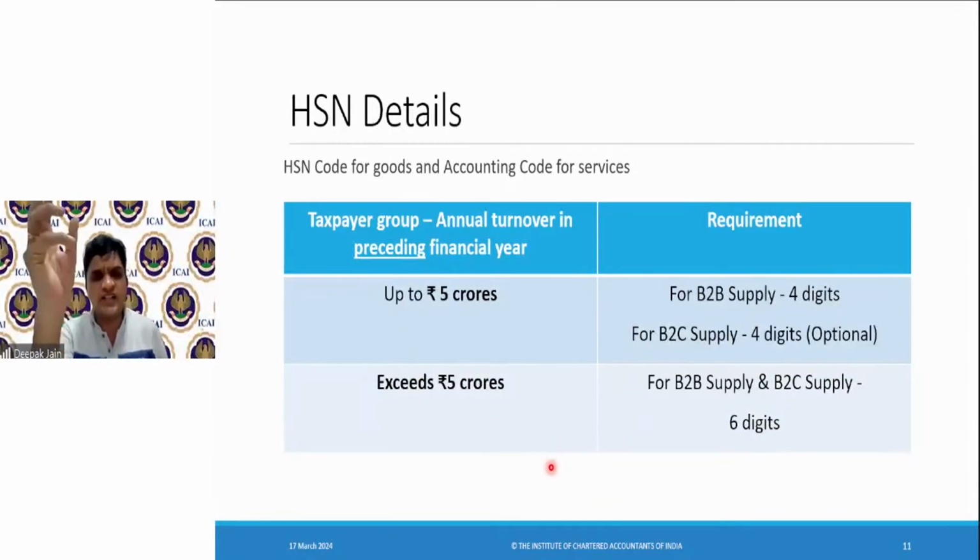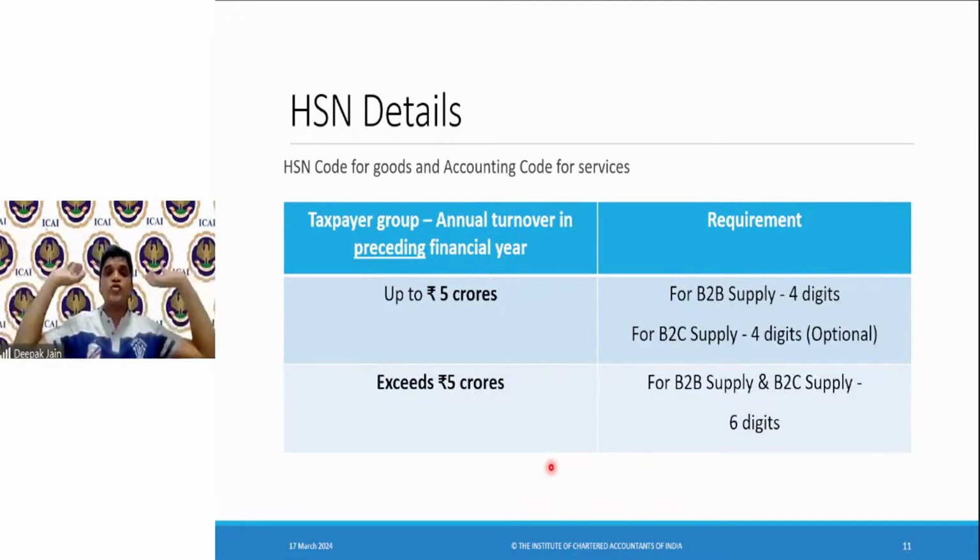Now, what is this HSN code? This is a unique Harmonized System of Nomenclature which is given by the customs. That Harmonized System of Nomenclature is a 6-digit code which is used globally. That system is adopted in customs and that system is adopted in GST. So, if goods, then HSN, and if services, then Service Accounting Code. So, HSN and SAC code you have to report.